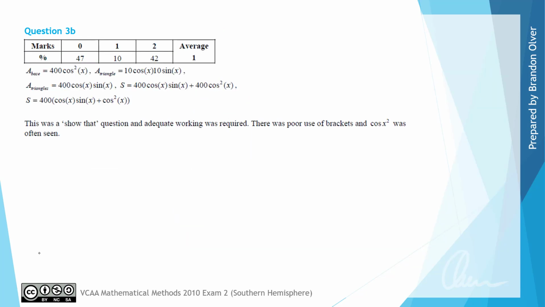So from the examiner's report, we can see that the show that question required adequate working for the marks to be awarded. And we can see that 42% of students got full marks for that, with 47% of students actually receiving no marks for that question. Often there was poor use of brackets, and the placement of the squared sign was often seen in the wrong position. So just make sure that as you're going through a question like this, you use brackets when they're needed, and don't confuse cos of x squared with cos squared of x. So make sure that power goes between the cos and the x.